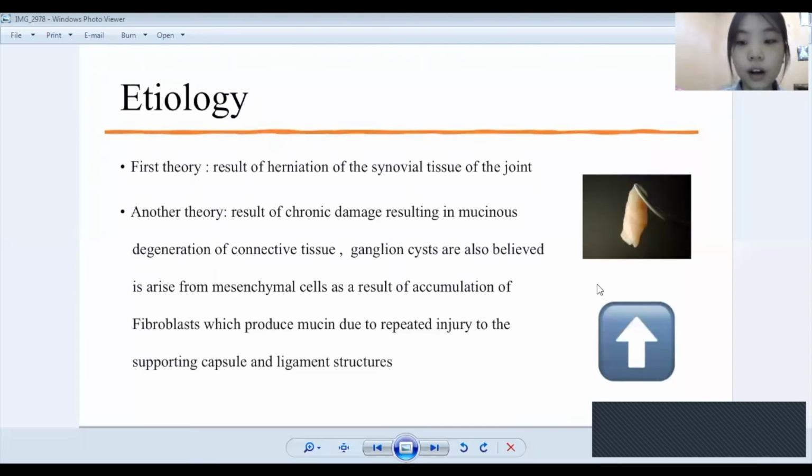My name is Gabriel with the number 169. I want to tell about the etiology of the ganglion cyst. The first theory is that ganglion cyst is the result of the herniation of the synovial tissue of the joint, and another theory is that it is the result of chronic damage resulting in mucinous degeneration of the connective tissue. Ganglion cysts are also believed to arise from mesenchymal cells as a result of accumulation of fibroblasts, which produce mucin due to repeated injury to the supporting capsule and the ligament structure.